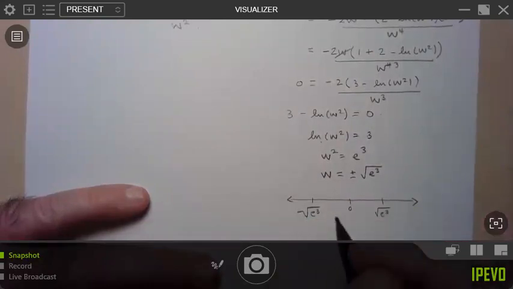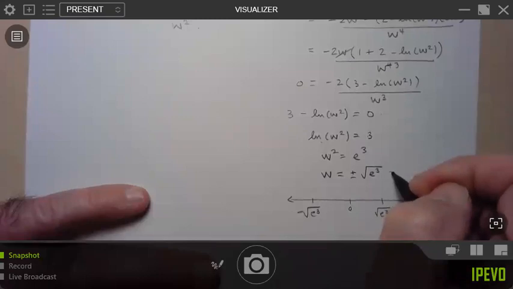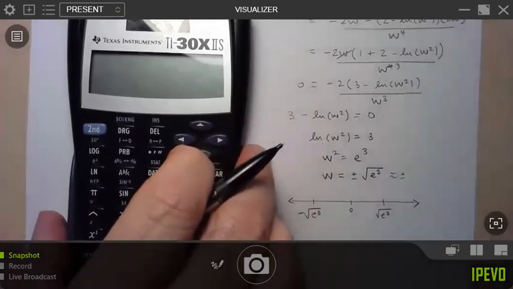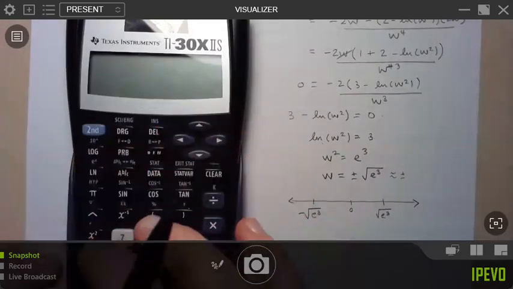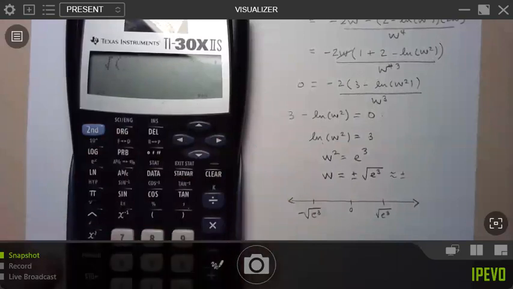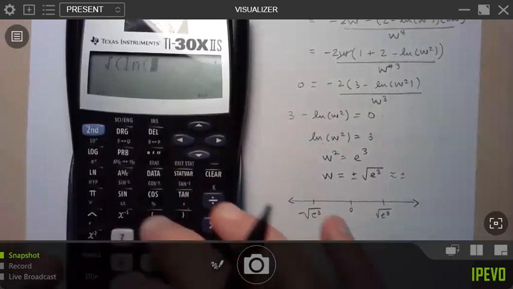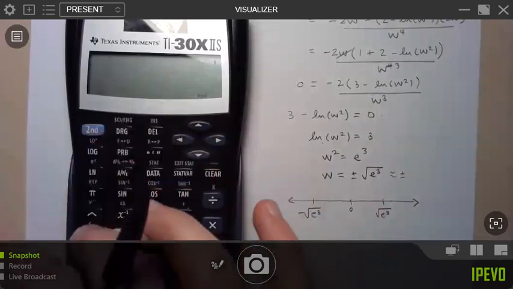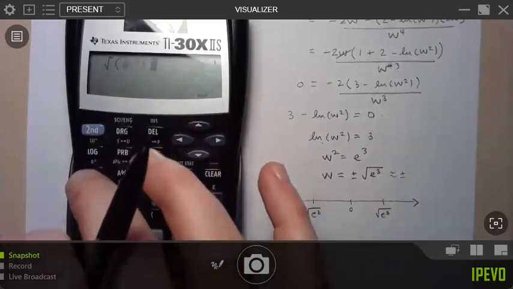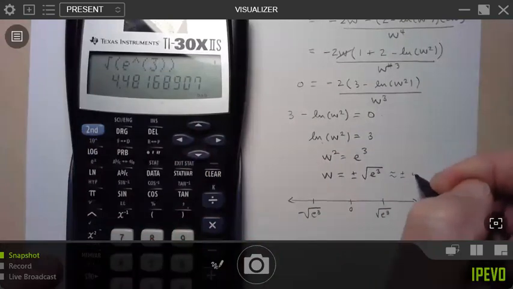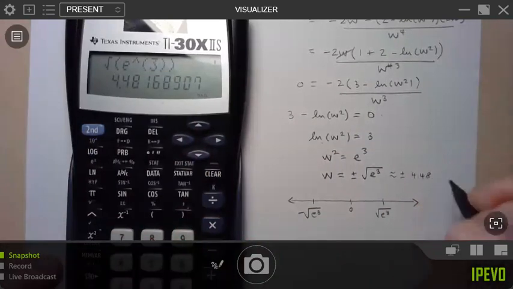This is negative. And just so that I know what to pick, let me put this in so I know what I'm working with here. So we have the square root of e cubed, and that's about 4.48. Okay.